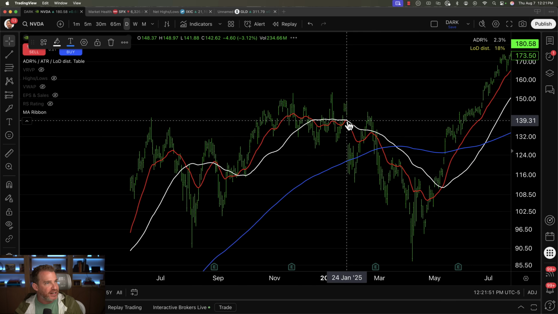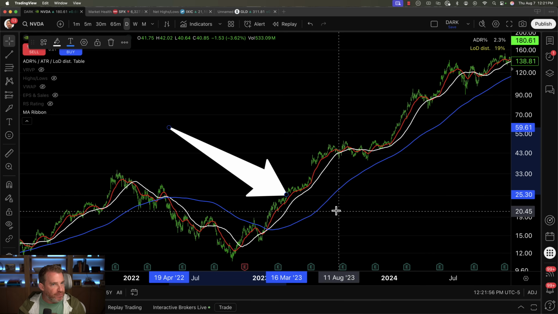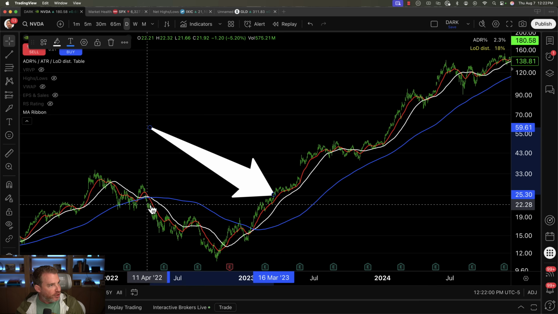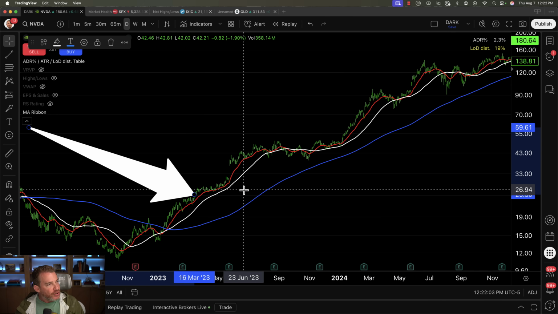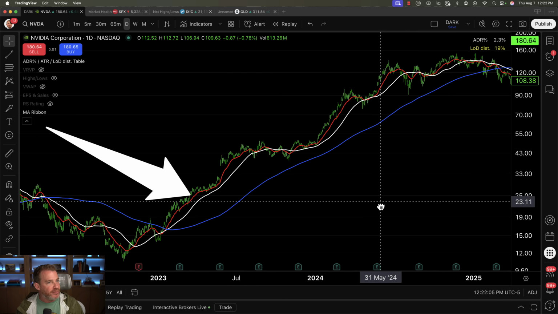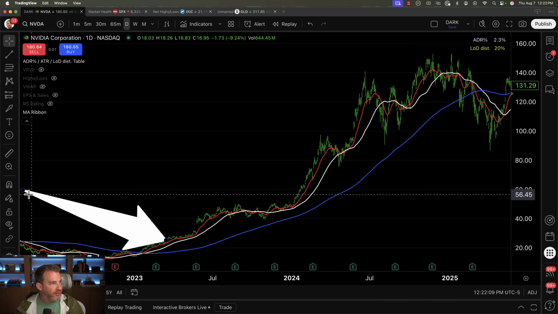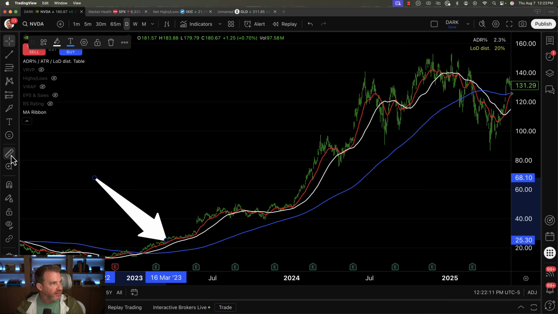If you zoom out to a daily chart, you can see that would have put you in this stock right here at about $25 a share. You wouldn't have caught the low. It's nearly impossible to do so. But you waited until the daily time frame, the weekly time frame, and the monthly time frame were all going in your favor. Let me take this to a logarithmic scale.